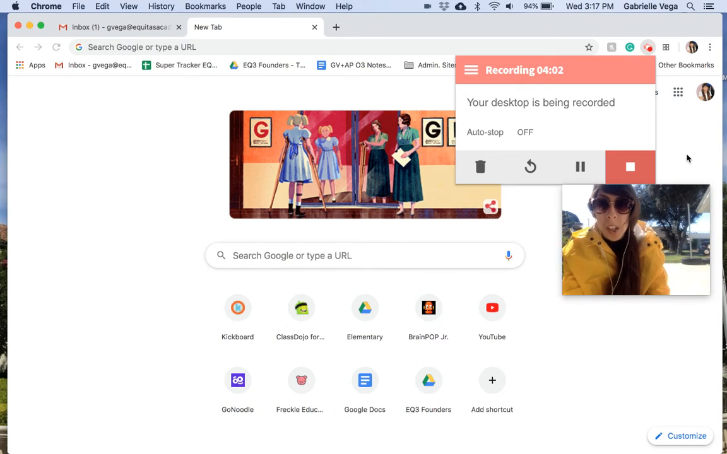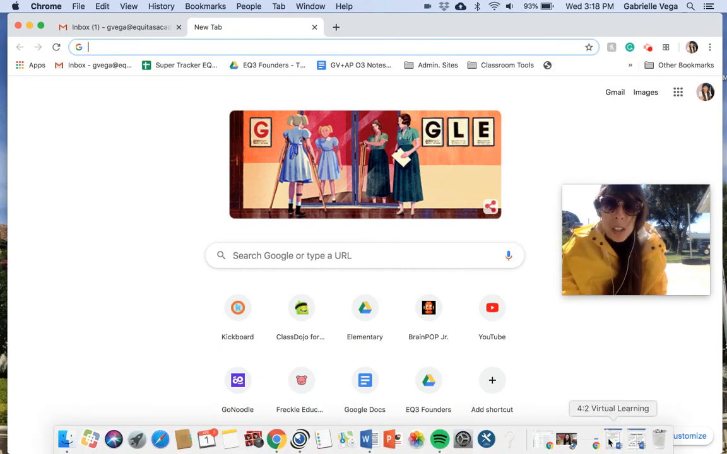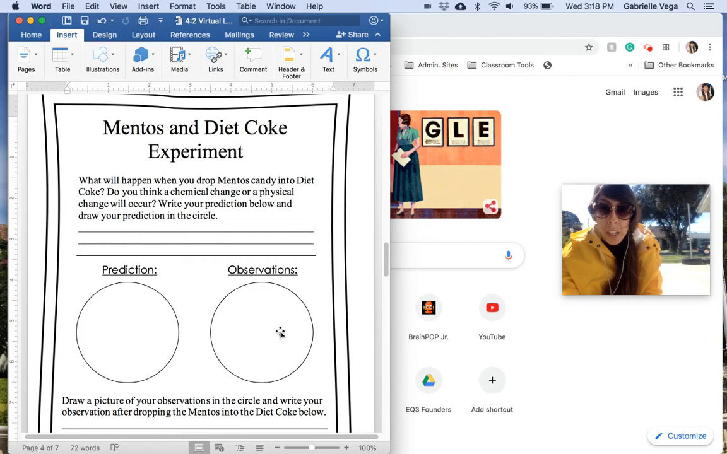All right, so as you can see, I'm outside now. And again, you're going to need a pretty big space because you are going to do this experiment and it is going to get a little bit messy. I'm going to go ahead and put up our paper here for you to take a look at. In case you don't have a printer, then you can just copy the circles and write down your prediction and your observations.